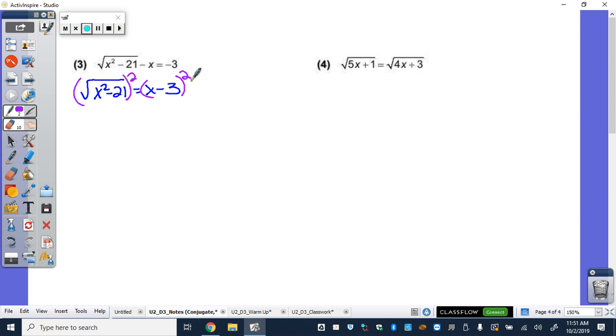Square both sides. So when we square both sides, our radical is gone. But when you square x minus 3, do not simply write x squared minus 9, because that is not correct. X minus 3 squared, you have to use your distributive property, and you end up with a trinomial. It should end up being x squared minus 6x plus 9. When you distribute everything out and combine your like terms, you get that middle term of minus 6x.